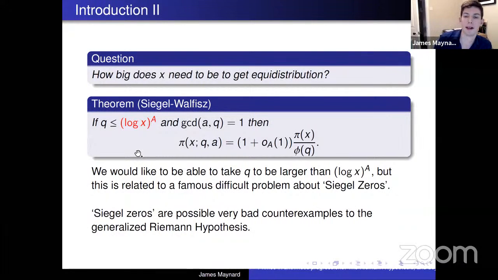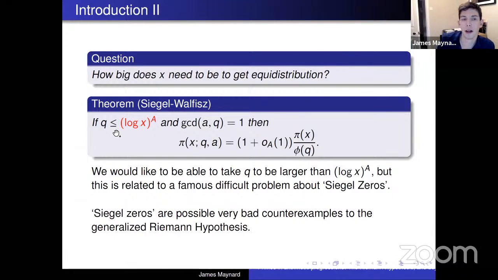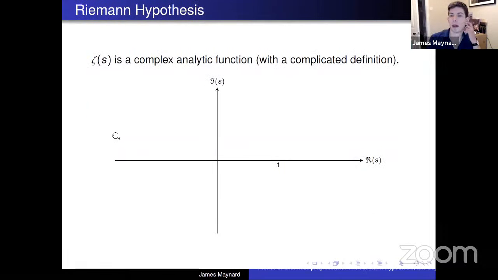So this is maybe a little bit depressing that we have this classical result, the Siegel-Walfisz theorem, that tells us a nice result about primes in arithmetic progressions, but it only holds in a slightly restrictive range. But to make progress on this range, we need to make progress on some very difficult problem that is closely related to the Riemann hypothesis. So I'd like to talk a little bit about the Riemann hypothesis and its relevance to this question.